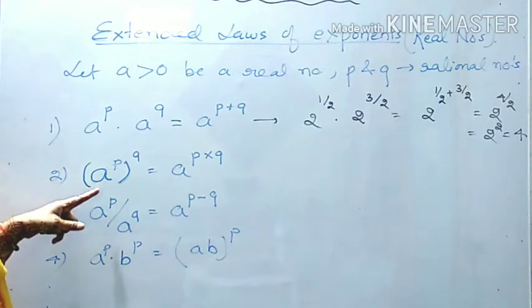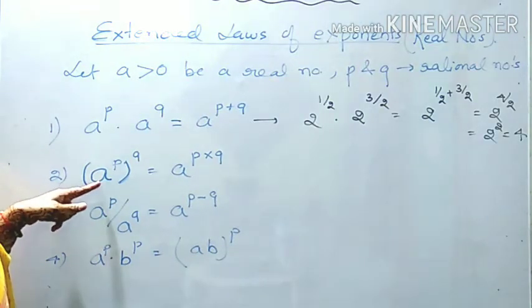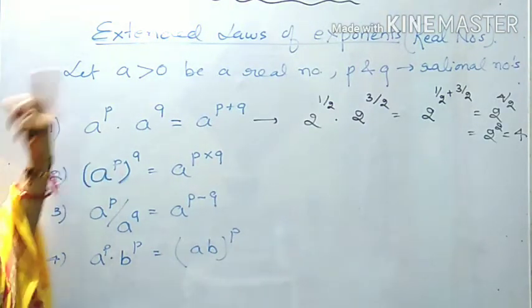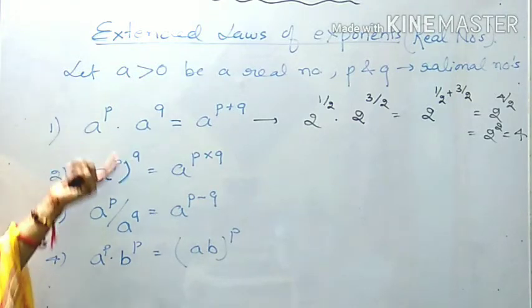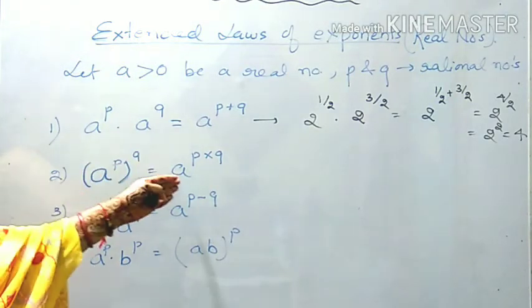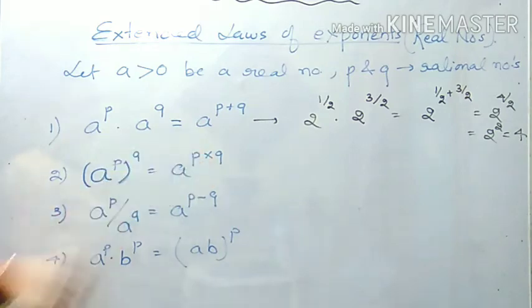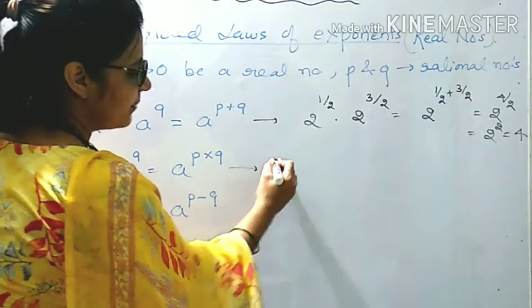Now let's move to the second law. What is it saying? a to the power p whole to the power q is equal to a to the power p into q. Now take an example for this.